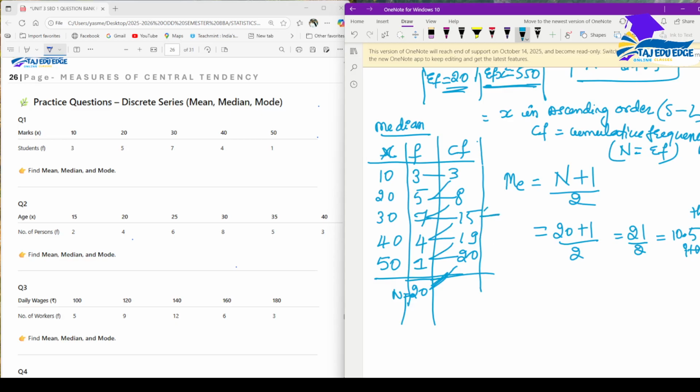So now which is greater than 10.5? 15 is greater than 10.5 here, right? 8 is lesser than 10.5. 15 is greater than 10.5. You know that. So now we need to write cumulative frequency CF 15. Cumulative frequency 15 is greater than 10.5.